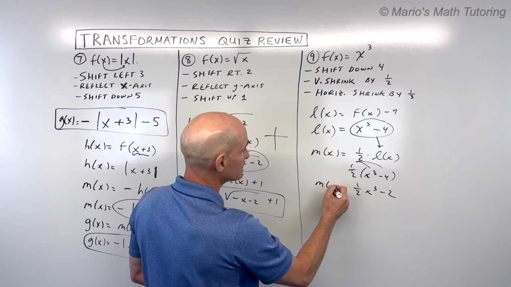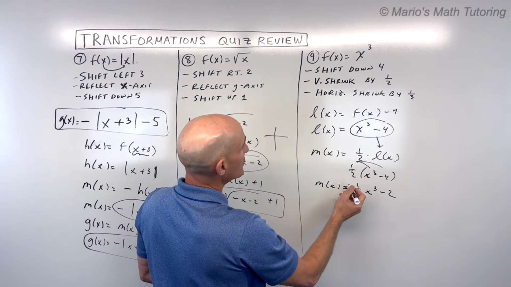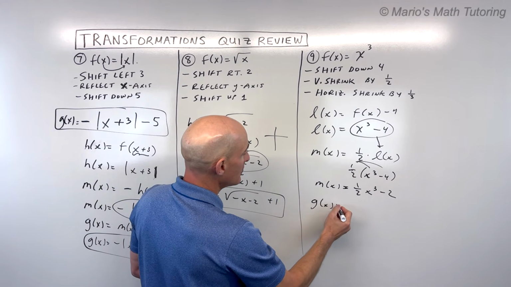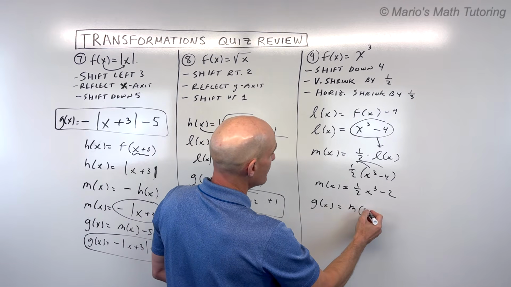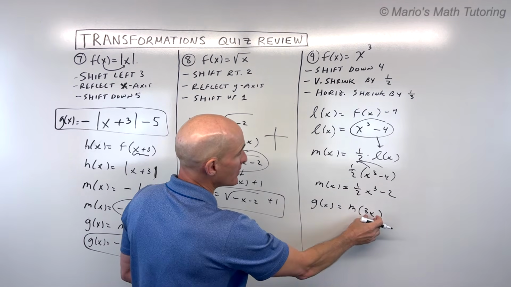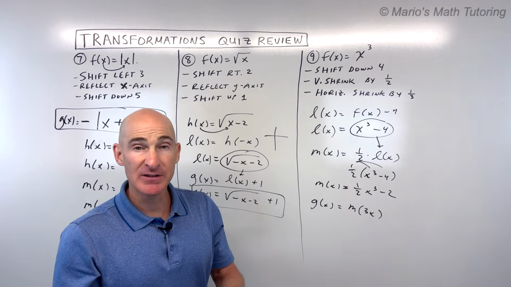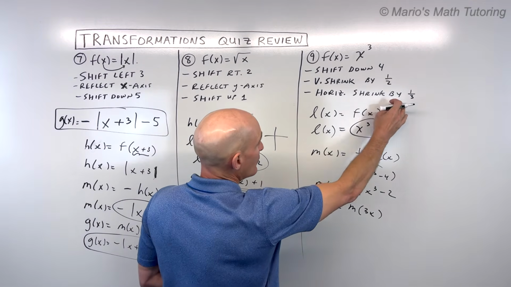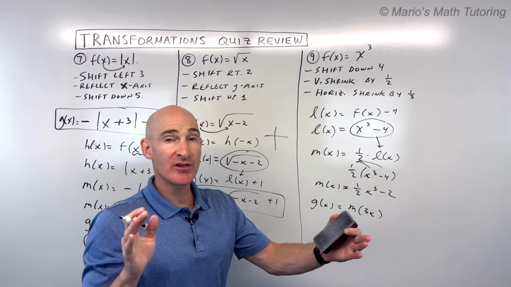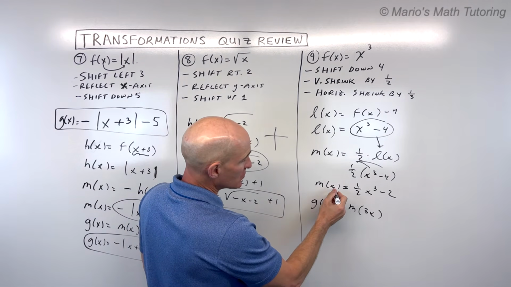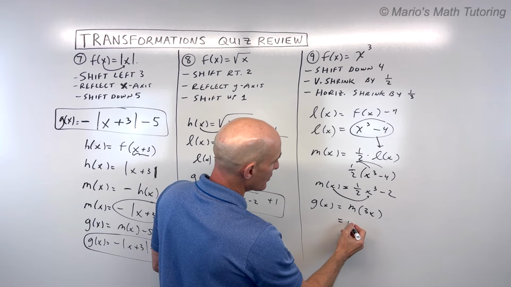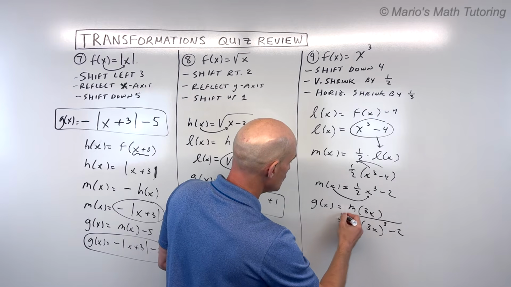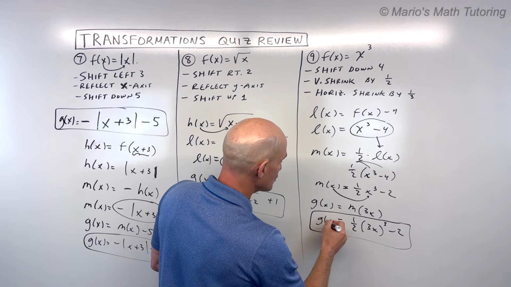Okay, that's interesting. And then now what are we doing? We're doing a horizontal shrink by 1/3. So g of x equals m of 3x. Why 3x? Well, remember, when it's grouped with the x, it has the opposite effect. You're actually going to be dividing the x's by 3, or you can think of it as multiplying them by 1/3. And when it's grouped with the x, it's acting on the horizontal direction, or the x direction. But the way functions work is whatever's in parentheses, that's going to go in for x on the right here. So we've got 1/2 the quantity 3x cubed, minus 2 is our final function, g of x.